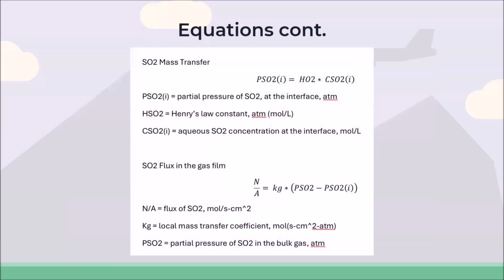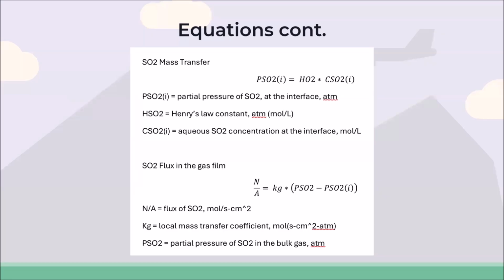And after the chemistry that happens, we have our mass transfers. We have our partial pressure of SO2 that's within the gas that's being pumped into the spray tower. To determine the partial pressure, we have to multiply the Henry's gas law constant by the aqueous SO2 concentration. And once we multiply those together, we get the partial pressure of SO2, and then we can move that down to the SO2 flux in the gas film.